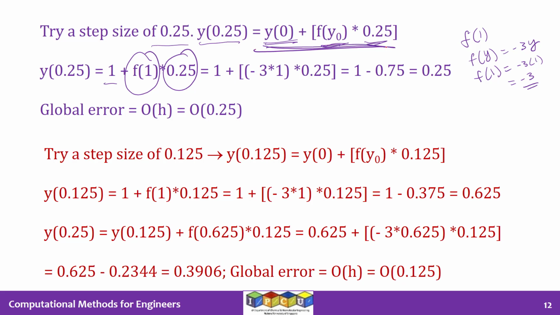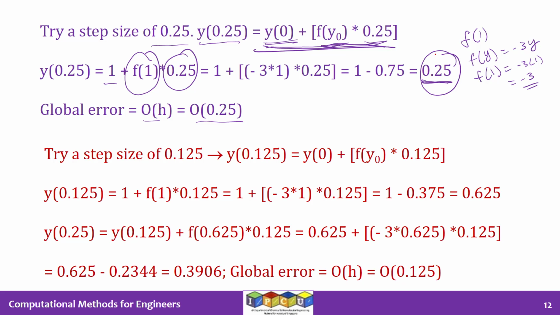And when you do that, you get y at 0.25 to be 0.25. This is what the Euler scheme gives us when we take h is equal to 0.25 for this problem. And the global error is going to be of the order of h, and h is 0.25 here. So this number may be off the true value by as much as 0.25. That's what the error means.